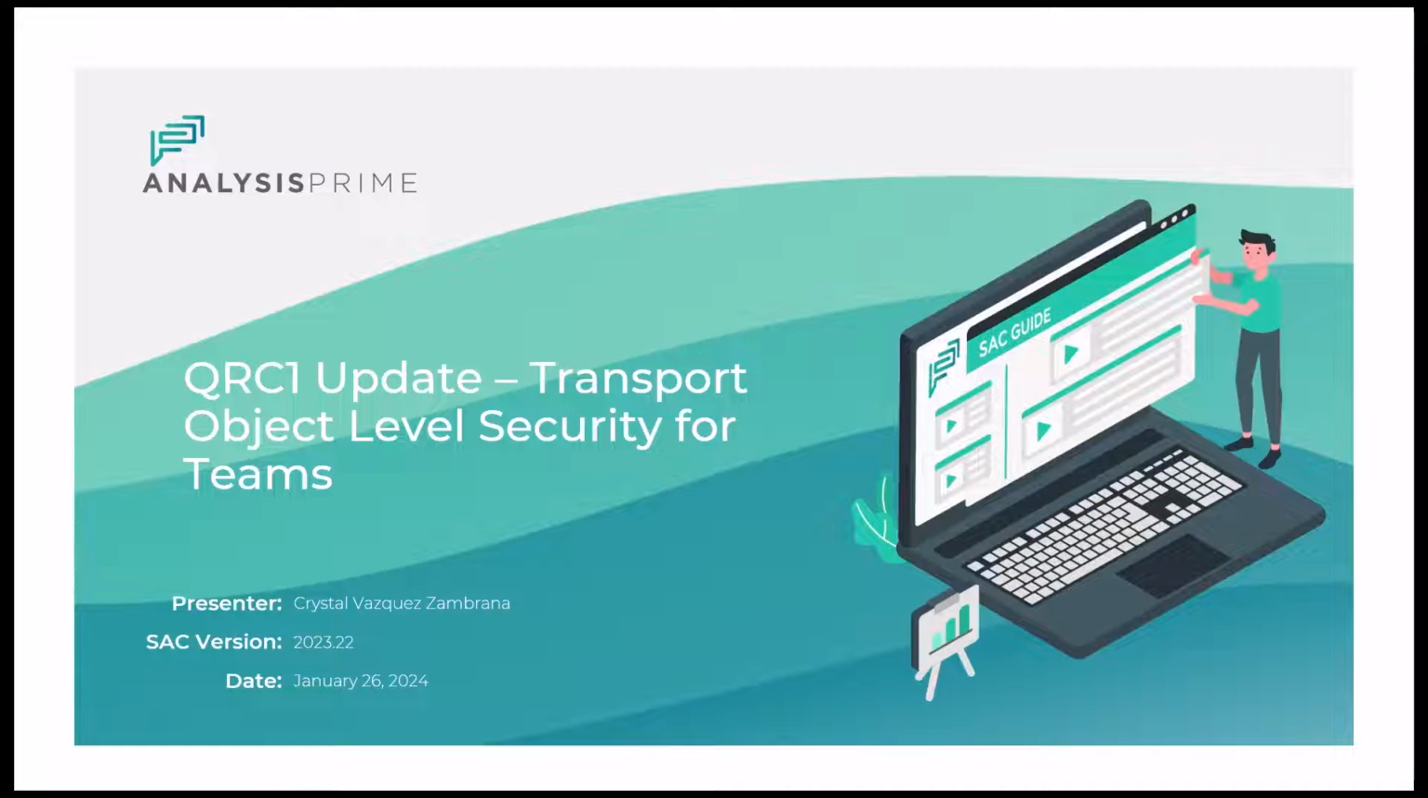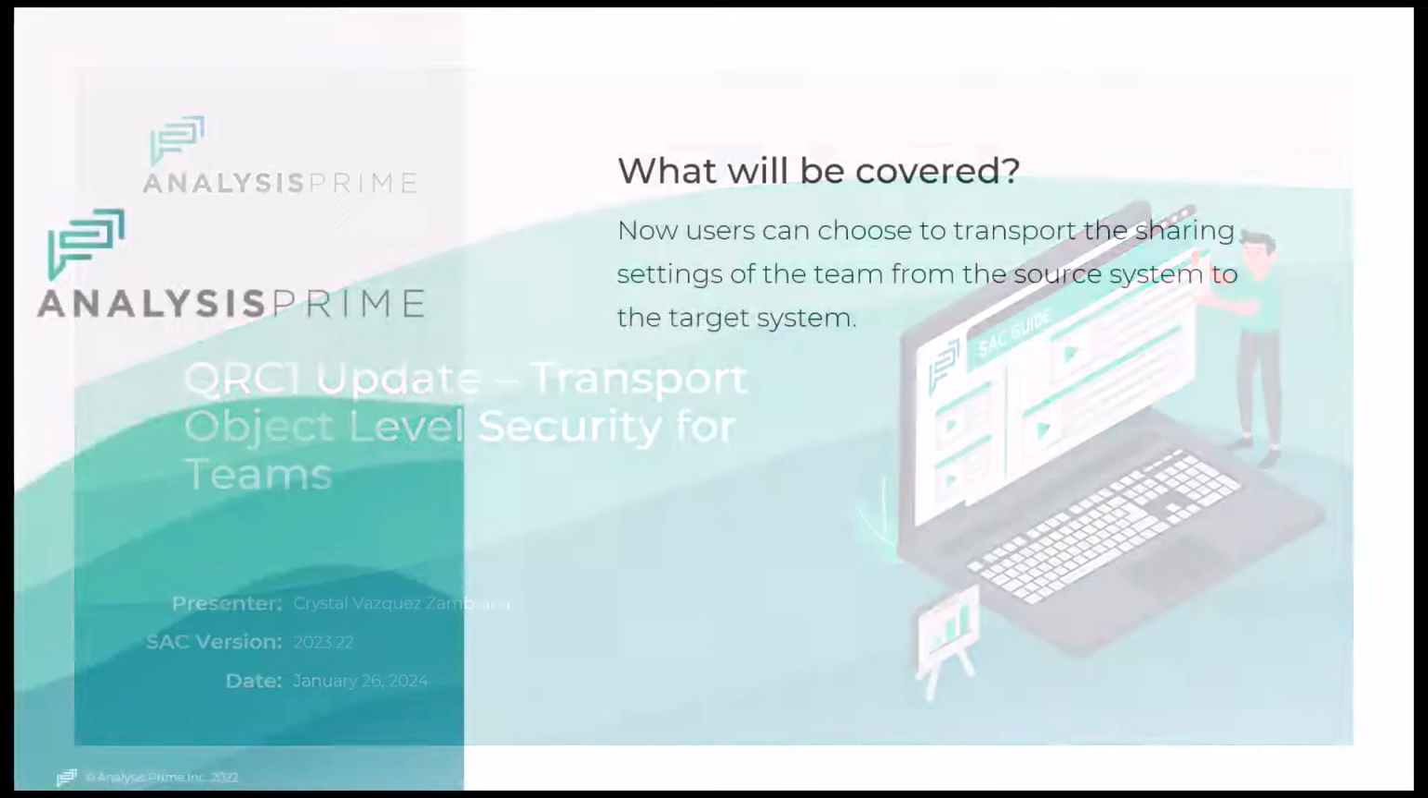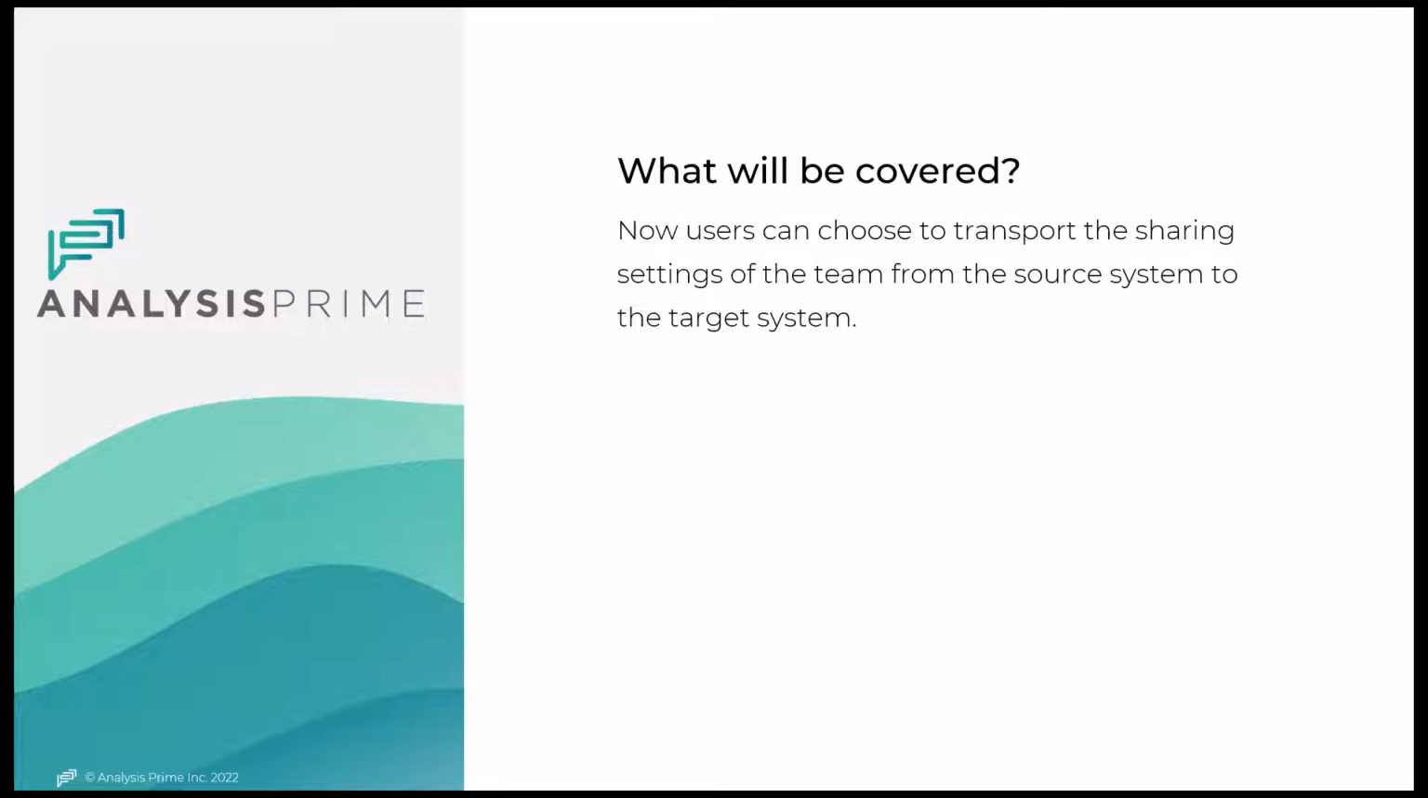I'm an expert as a service consultant, and in this video, I will talk about how to transport object level security for teams. This is part of the QRC1 update of SAC for 2024. Now users can choose to transport the sharing settings of the team from the source system to the target system.